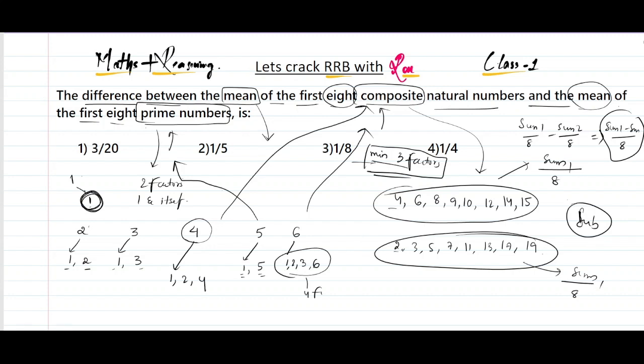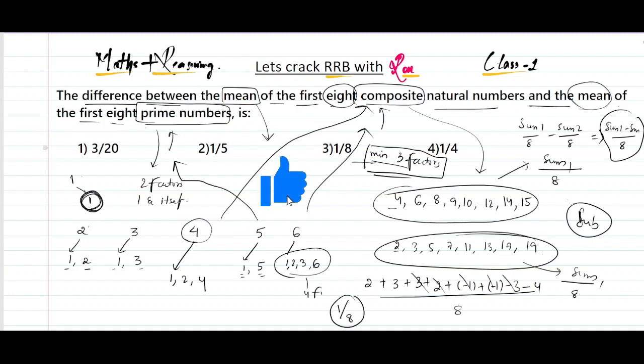So 4 minus 2, 2 plus 6 minus 3, 3 plus 8 minus 5, 3 plus 9 minus 7, 2 plus 10 minus 11, minus 1 plus 12 minus 13, minus 1, 14 minus 13, 3, 15 minus 19, minus 4, divided by 8. Same. See, minus 2 plus 2 plus 3 minus 3, 5 minus 4, 1, divided by 8. 1 by 8 is our answer, which is option number 3 here. Okay. Next question.